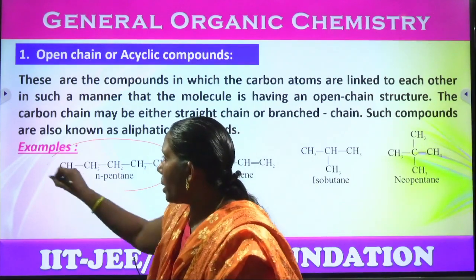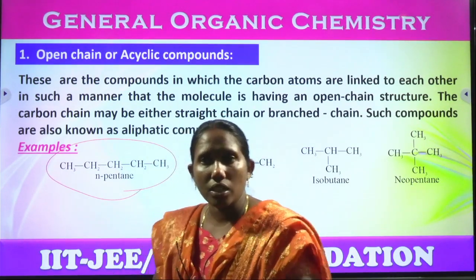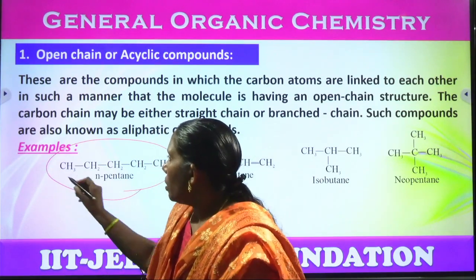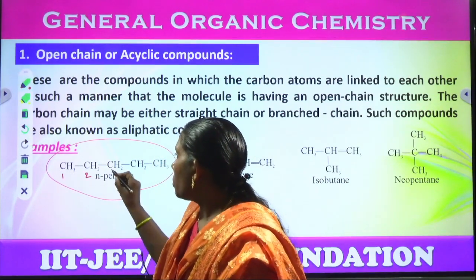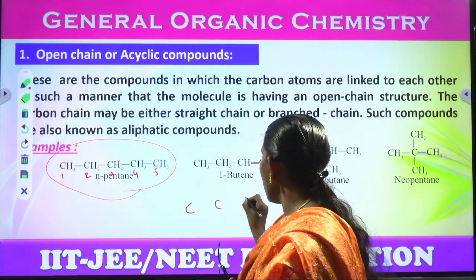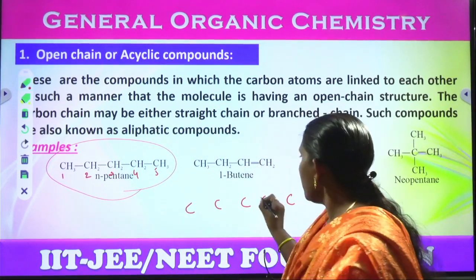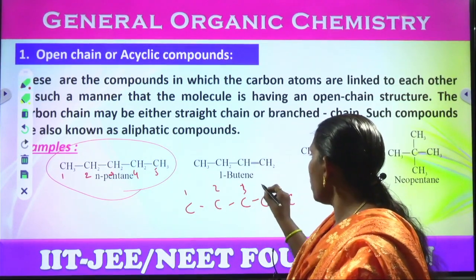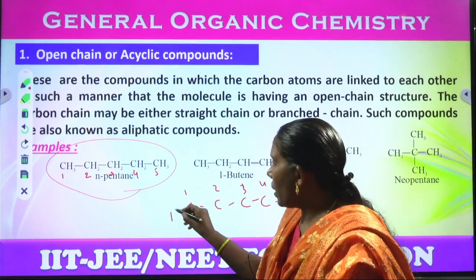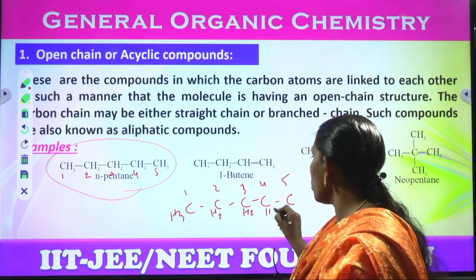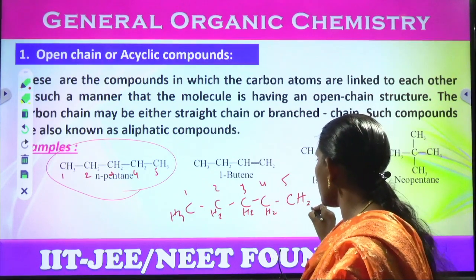This is n-pentane. Sorry, not neopentane. Here how many carbons we have? 1, 2, 3, 4, 5. I will write the structure here for my convenience. Come to the first, 1, 2, 3, 4, 5. Here we have 3 hydrogens, here 2 hydrogens, 2 hydrogens, 2 hydrogens and here it is 3 hydrogens.